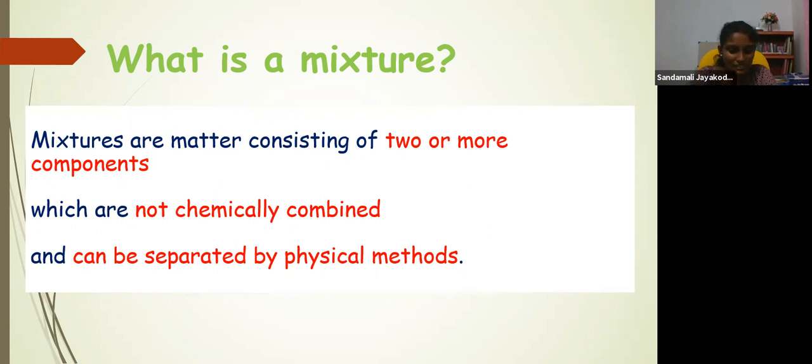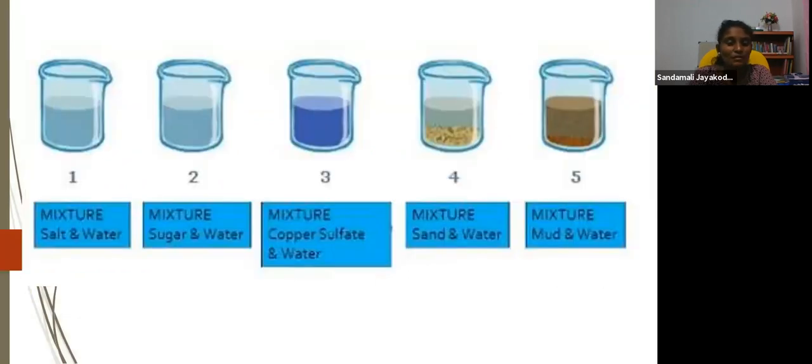That is another example. Sometimes soil is a mixture. It contains sand, some gravel, some mud and dust, and also different microorganisms, and some different minerals, iron, zinc, copper. So in that way it contains different components. So those are mixtures. Here we are going to learn about those different kinds of mixtures.